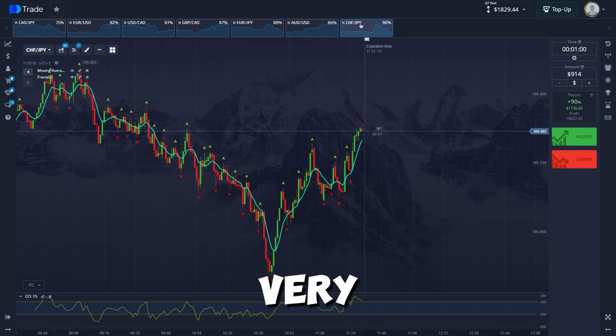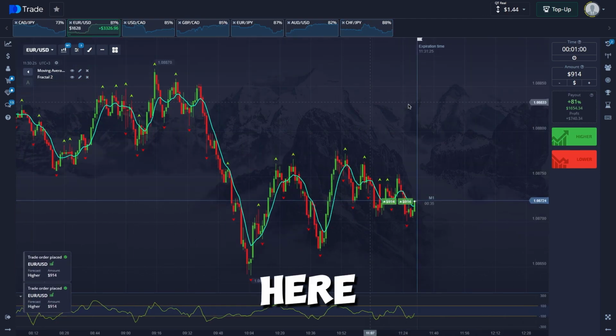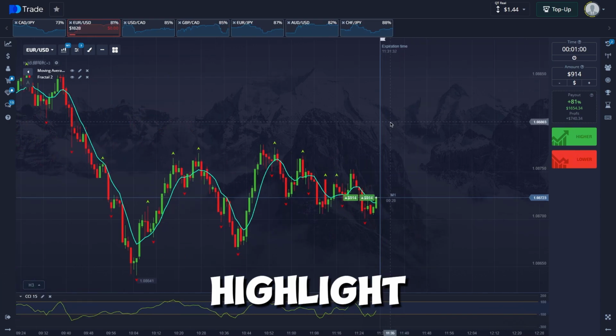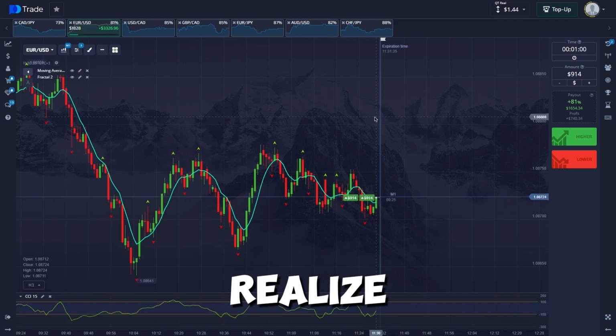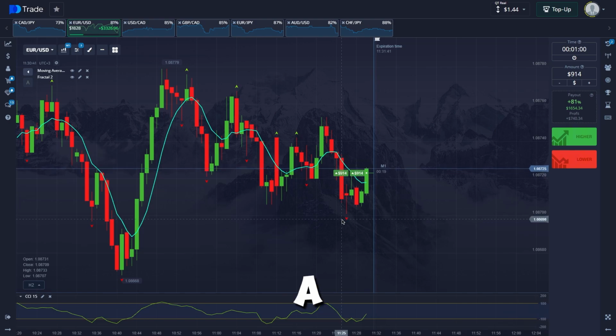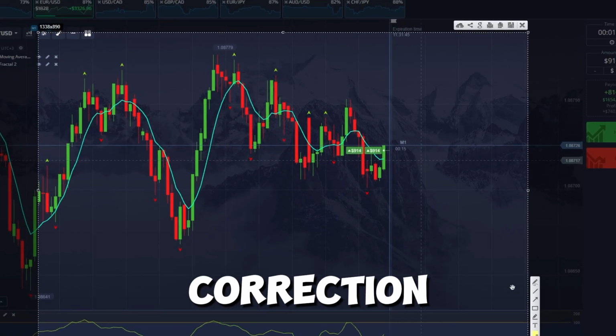Look, a very interesting trade entry, different from the others. Here we add technical analysis to our trade. We highlight the working area and realize that we have broken through the resistance area. Formation of a new local maximum. Then the dynamics should go into correction.